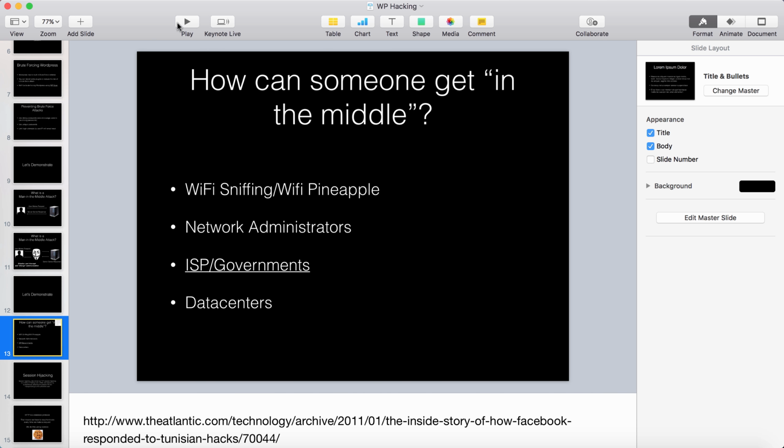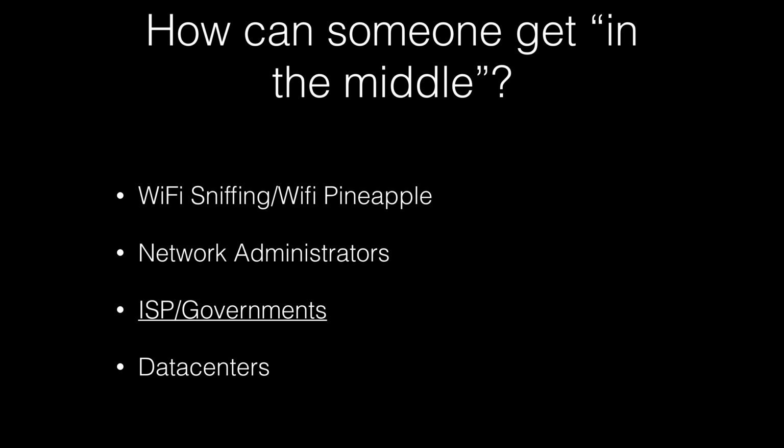Anybody that sets up a Wi-Fi sniffing device or a Wi-Fi pineapple could listen to your traffic. So if you're at a coffee shop and somebody sets up a computer or a router that says, hey, free Wi-Fi, they can listen to it. Network administrators: if you're connected anywhere that has a network with an active administrator logging the traffic, they can actually see this unencrypted traffic that passes through. On the broader web, any internet service provider or any government agency can easily see unencrypted traffic.